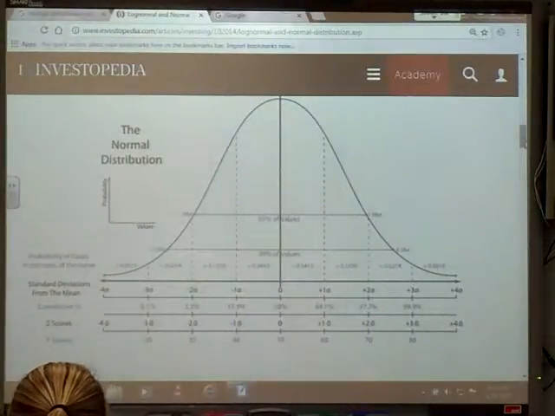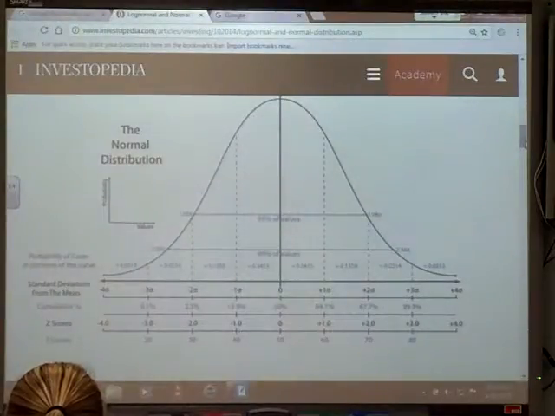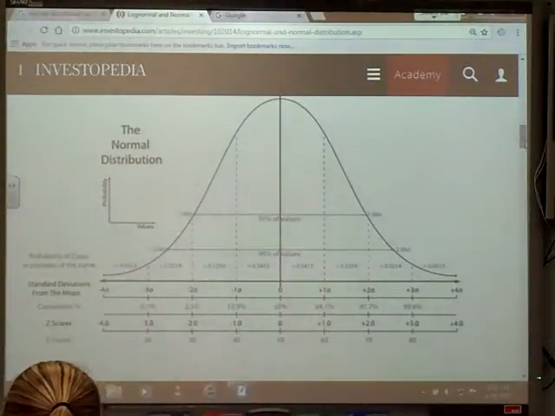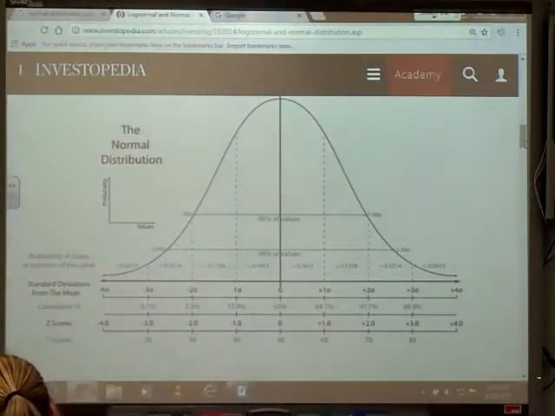Standard deviation is just how far away from the mean we're going, how far away we're deviating. The symbol for standard deviation kind of looks like a little 6 with a short flag laying on its belly.